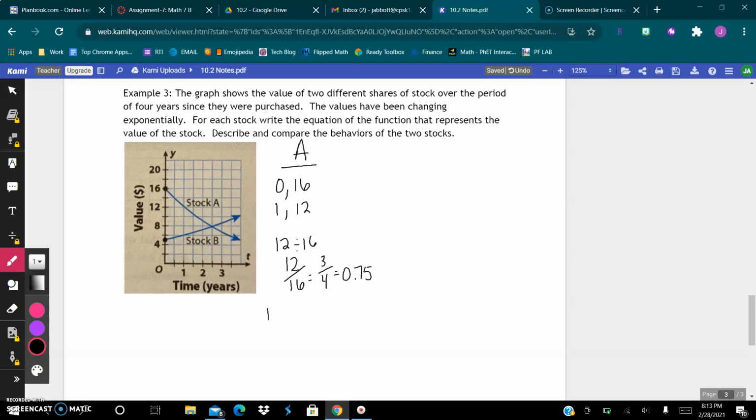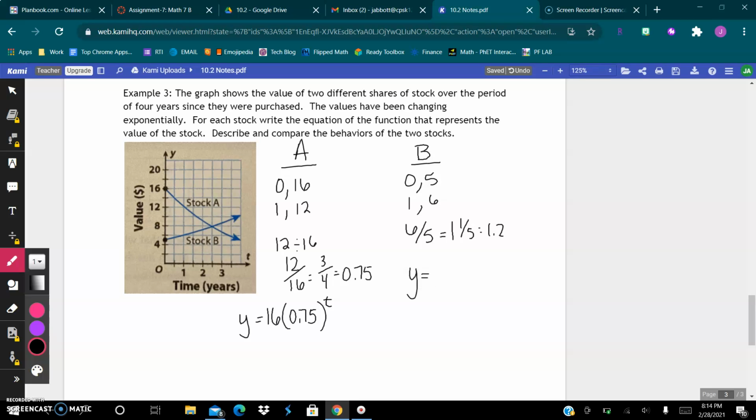So our initial value is 16. It's going down because it's less than 100, so it's going down by 25%. And then T would be our time there. And then for stock B, we're starting at 0, it looks like it's starting at 5. And 1 would be at 6. So take the second one and divide it by the first one. And 6 over 5 would be 1 1/5, which is the same thing as 1.2. So that's over 100%. 1.2 would be 120%. So this means this one's increasing by 20%.